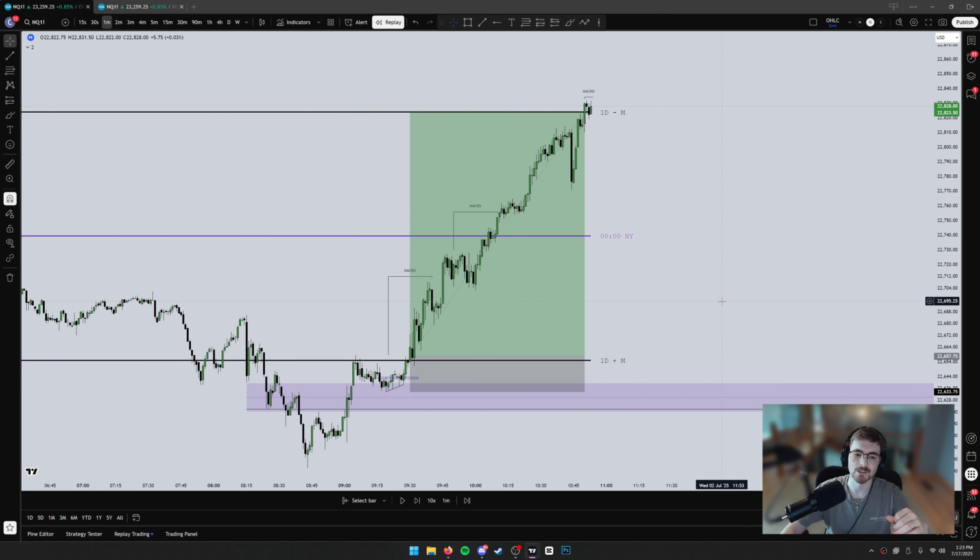So that's how I use the OHLC stat map. I get my narrative and then I apply it in the trade. So let's look at a bearish example real quick and go for that.